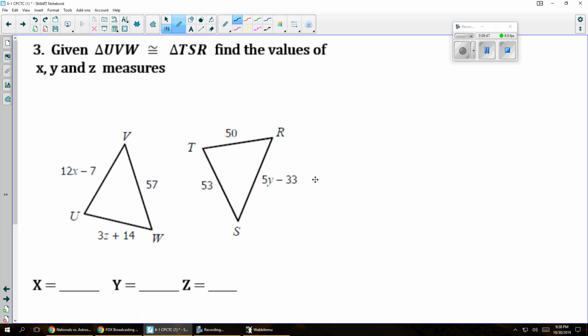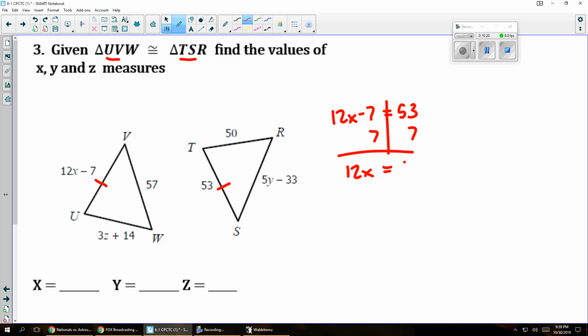All right, so number 3, same idea, but now we start to get a little bit of algebraic expression. So we want to find the letters that fit in here, and then solve these particular equations. First of all, the first two letters here match up with the first two letters here. UV goes with TS. So 12x minus 7 equals 53. Add 7 to each side. 12x equals 60. Divide by 12, x equals 5.